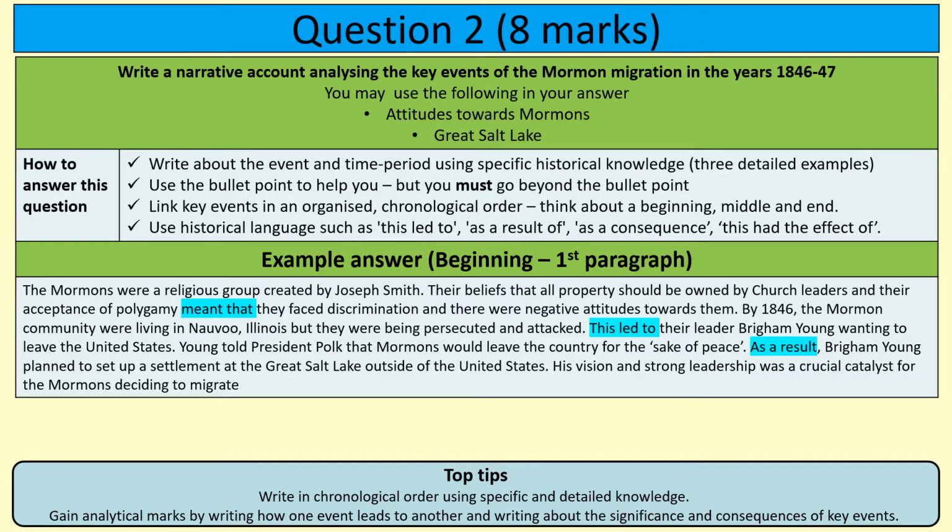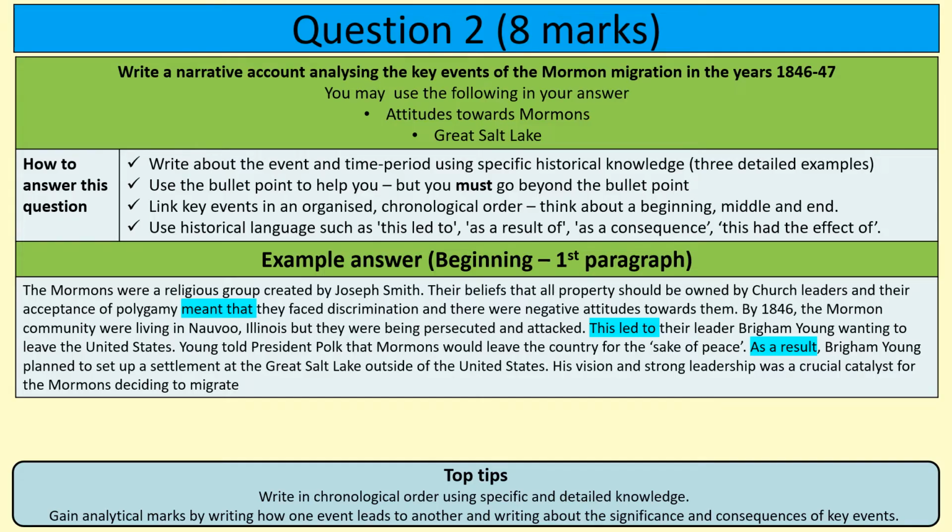at this example paragraph. The Mormons were a religious group created by Joseph Smith. Their beliefs that all property should be owned by church leaders and their acceptance of polygamy, which means having more than one wife, meant that they faced discrimination and there were negative attitudes towards them. By 1846, the Mormon community were living in Nauvoo, Illinois, but they were being persecuted and attacked. This led to their leader, Brigham Young, wanting to leave the United States.